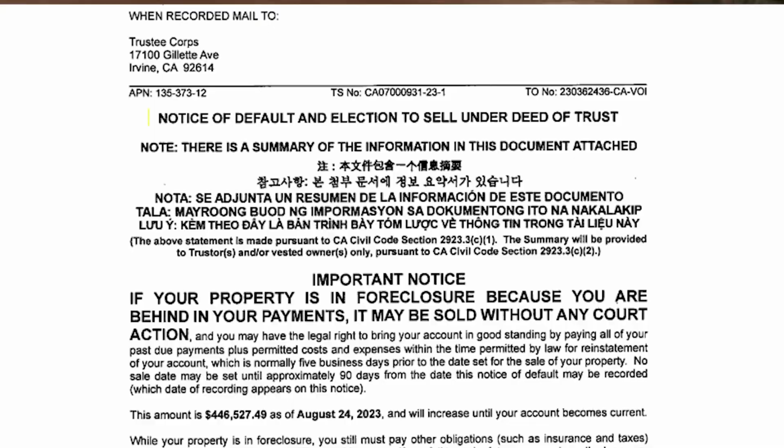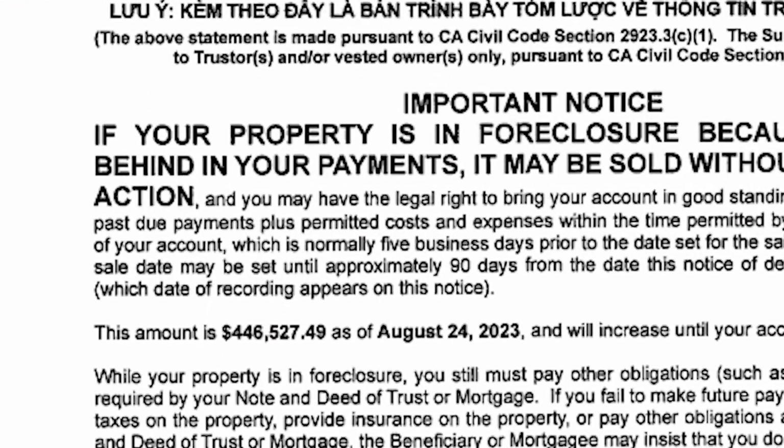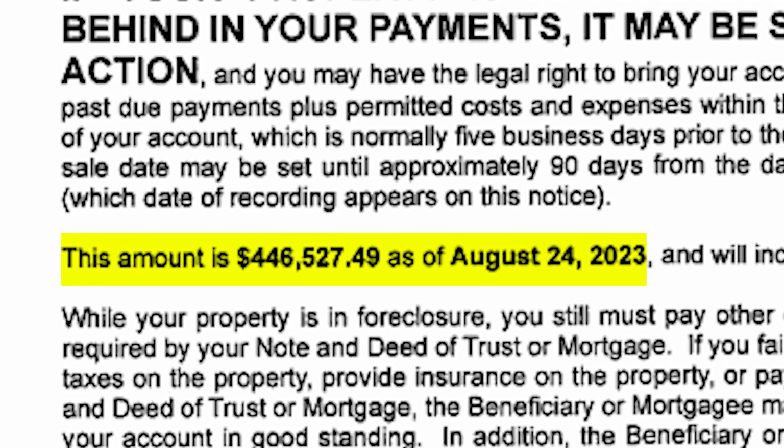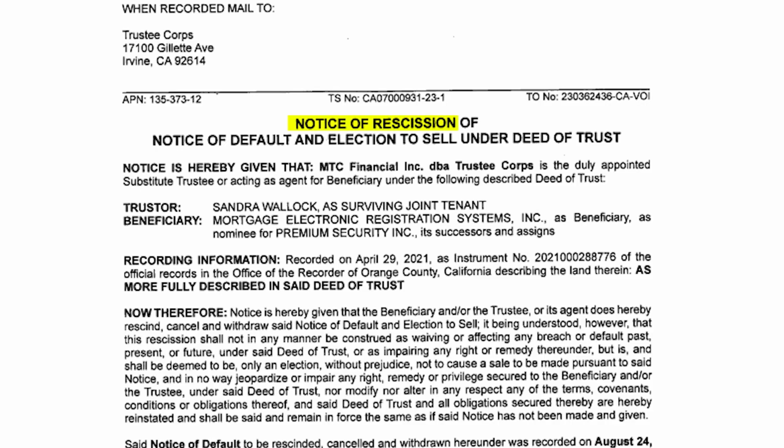So generally speaking, when the homeowner is about 3 months behind in payments, the lender can start the foreclosure process, which means they'll record a notice of default. On that notice of default, you'll see the amount due, any penalties and foreclosure fees. And the lender will give you 90 days, they're required by law to give you 90 days to pay that amount current.